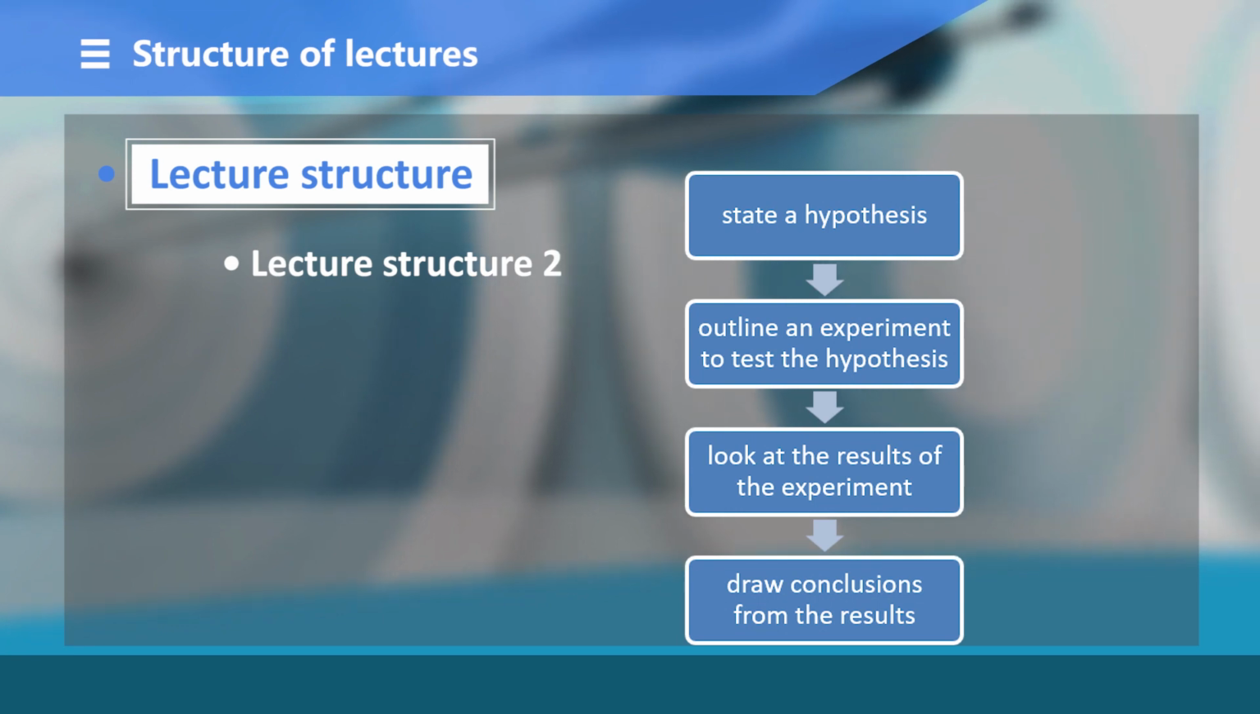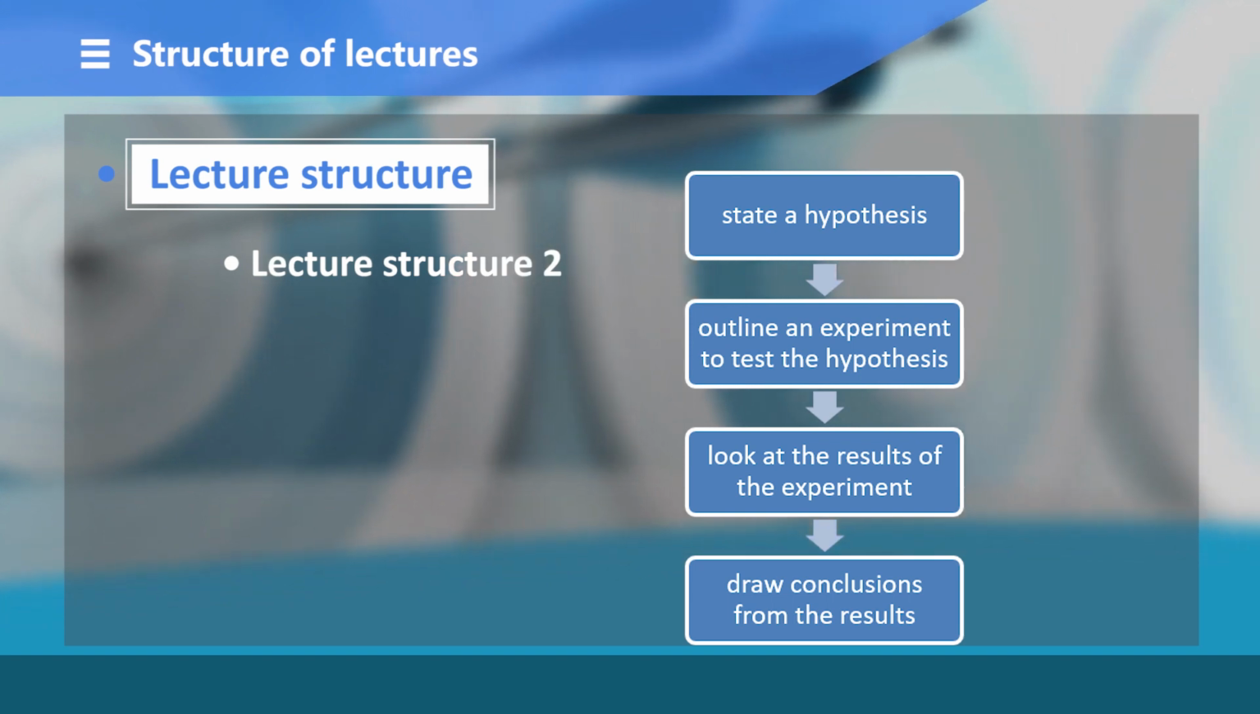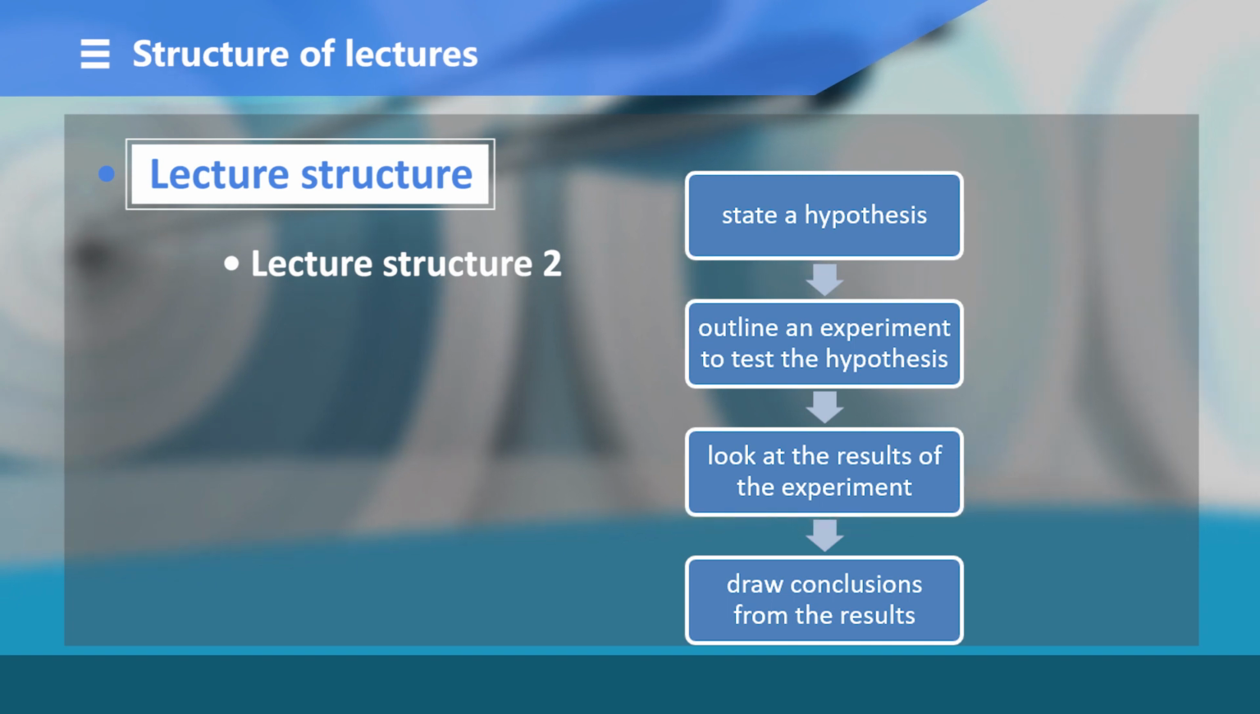The second lecture structure, speakers state a hypothesis, outline an experiment to test the hypothesis, then look at the results of the experiment. Finally, draw conclusions from the results.